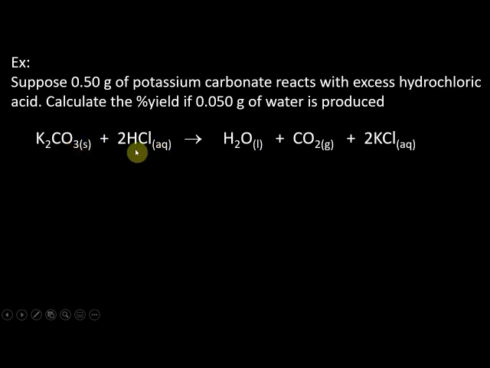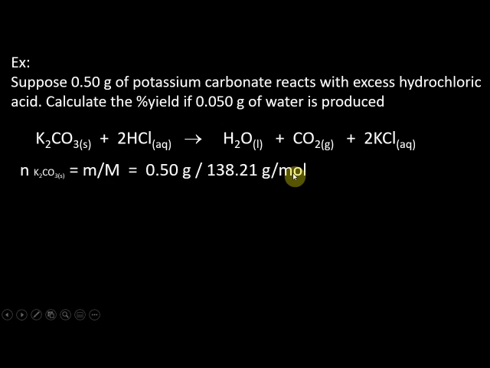Remember, we get hydrogen carbonate, which breaks up into carbon dioxide and water. Don't forget that guy from our double displacement reactions way back when. And then, of course, our potassium chloride. So what we're looking for is how much of this stuff, the water, is produced. In other words, what's the percent yield of the water?